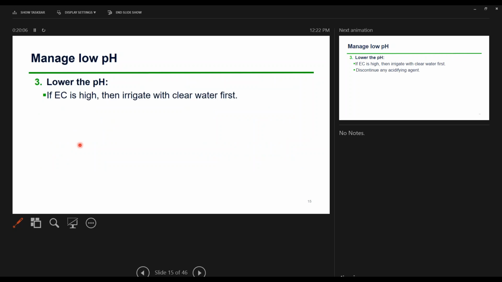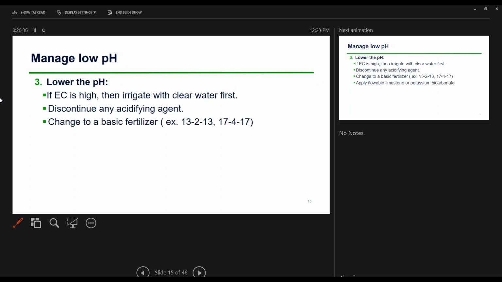You also need to take into consideration other aspects. For example, if the electrical conductivity is high, then you want to make sure that you're irrigating with clear water first, because if you're going to be applying limestone, the limestone will have an effect on electrical conductivity. So you want to wash your salts a little bit first. You want to make sure that you're discontinuing anything that's acidifying, and that would include any fertilizer that can be acid. And again, we'll touch on that a little bit soon.